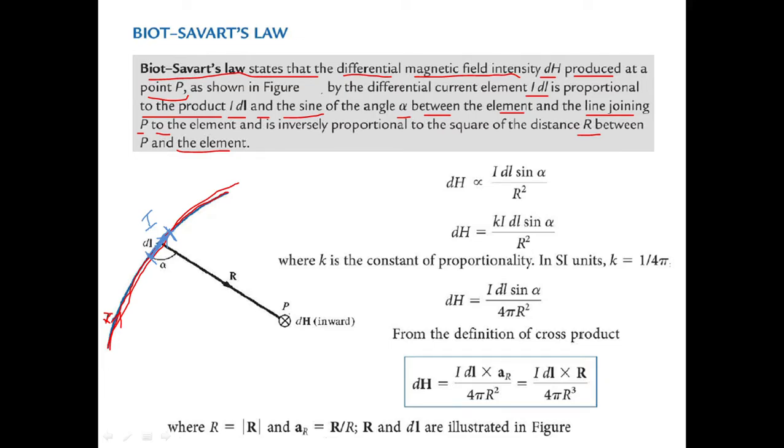Now if we want to calculate the magnetic field intensity at this point P, according to Biot-Savart's law, the differential magnetic field intensity is directly proportional to this current element, that is IDL, into the sine of the angle between the line joining the point and the current element and the current element. That is alpha. Sine of alpha, and inversely proportional to the square of the distance between the current element and the point where we are calculating the field intensity, which is r, and it has a direction, so it is a vector. It is in bold, so it is understood to be a vector.